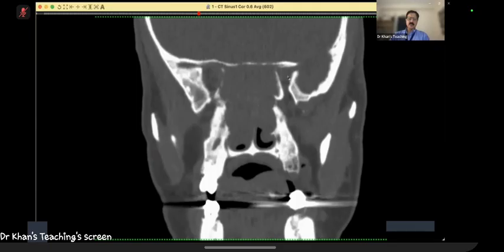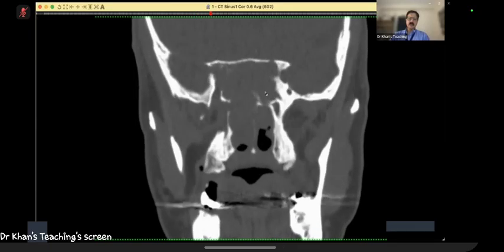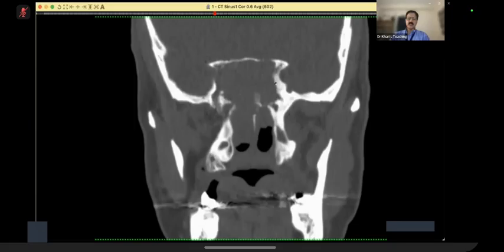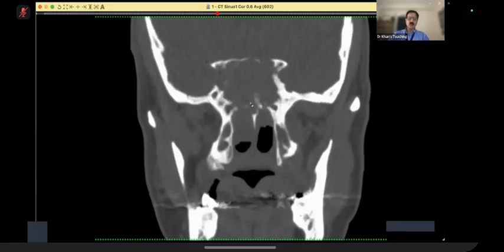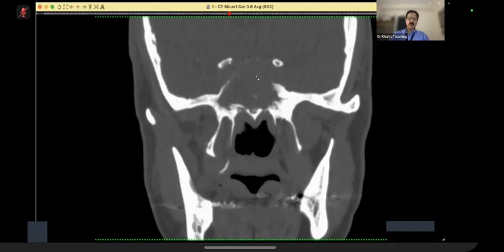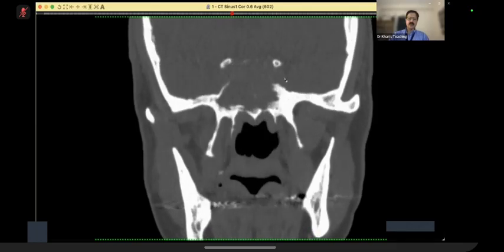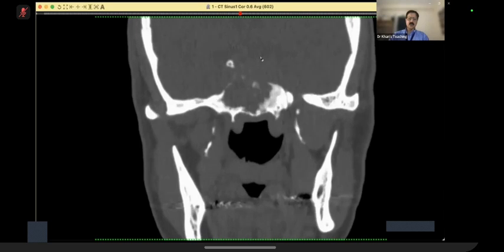We are going back. So this is the orbital apex. Now, the sphenoid sinus. This should have been full of air, and it is not. It is full of the tumor, and it is causing erosion. Here, there is erosion. Now, somewhere here, this is the anterior clinoid process. So this is the pituitary fossa.